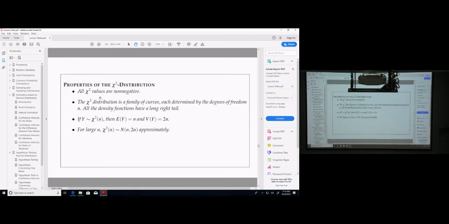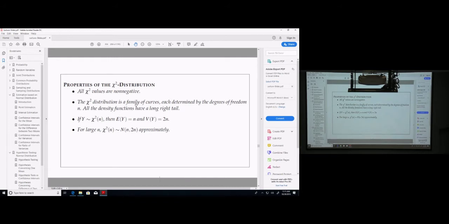So for the chi-square distribution, the values are always non-negative. This is in sharp contrast with the normal distribution. The normal distribution takes values from minus infinity to infinity, but of course, most of the time it is sandwiched between plus or minus 3 sigma. But in the chi-square distribution, it's always non-negative. So it won't take negative values.